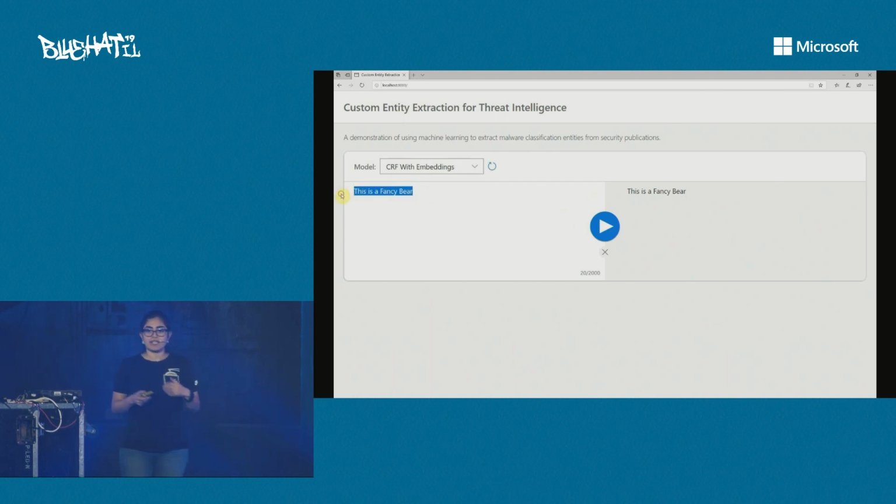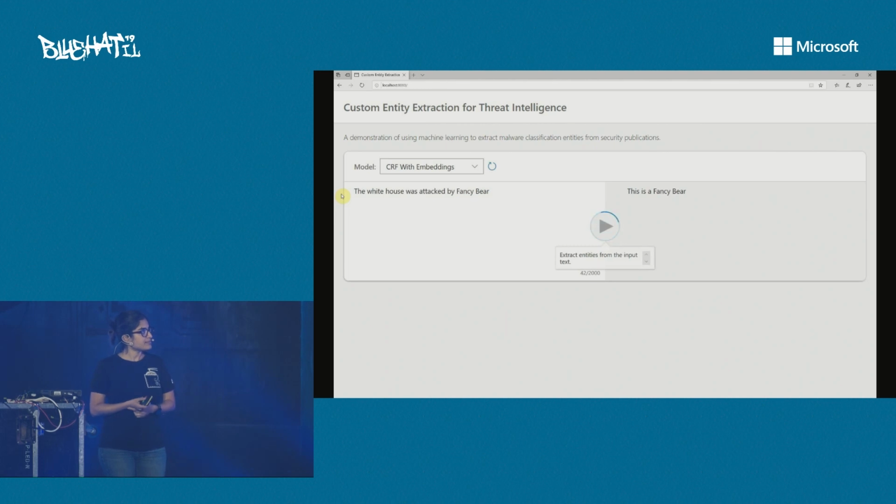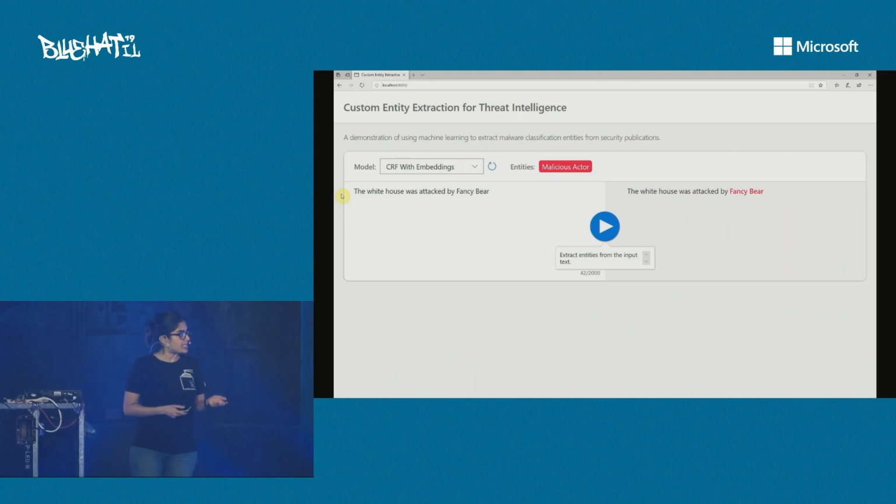But then if I put in another sentence where the context is more clear, where Fancy Bear is used in the context of an attacker, and then we run the model on it, we'll see that the model is able to identify the actor. Yeah, so this is the really key piece here. The algorithm is able to identify the actor based on the context in which they appear, and it's not just doing pattern matching.